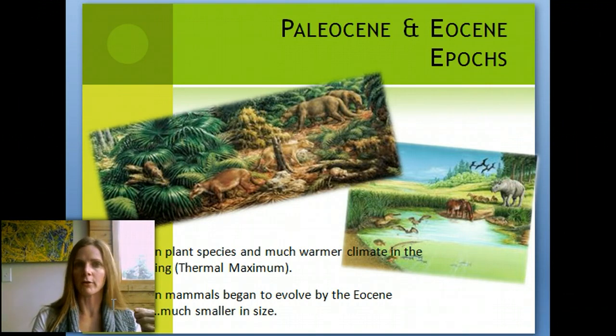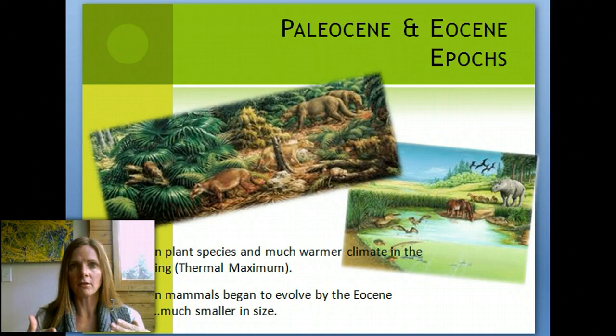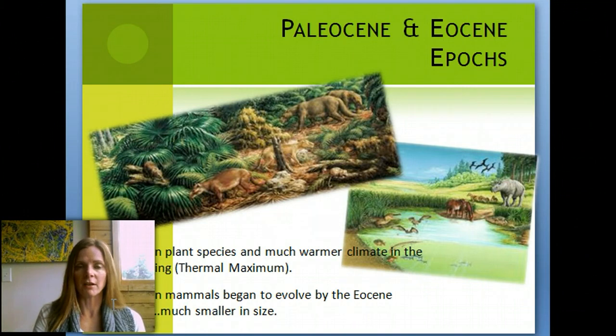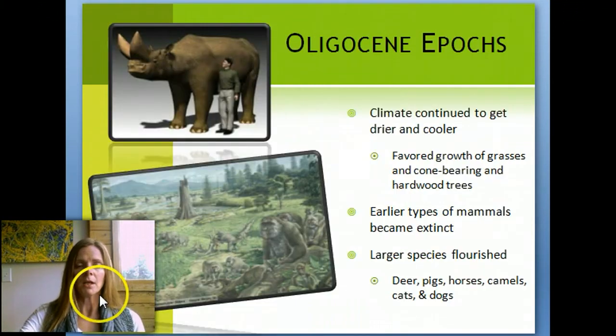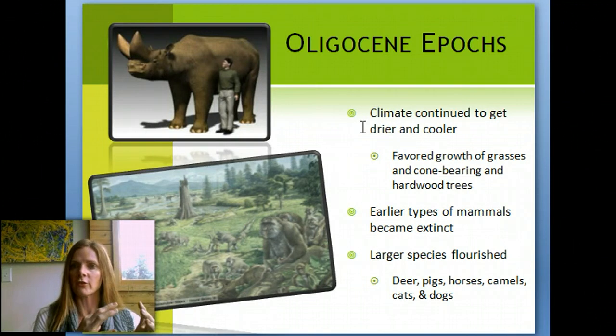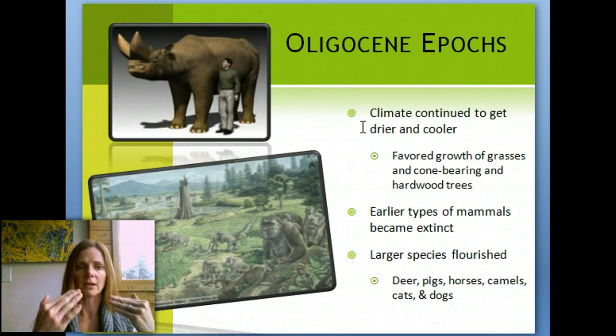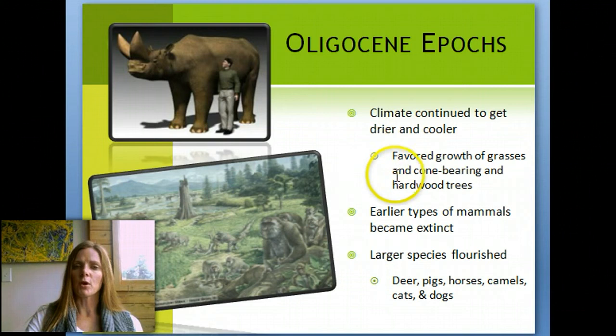Whether that's survival of the fittest or things weren't necessary, they didn't have to be huge, and things started evolving and basically becoming smaller mammals. In the Oligocene epoch, the climate continued to get drier and cooler. So first it started off pretty warm and moist. Now it's getting drier and cooler. Favored the growth of grasses and cone-bearing hardwood trees.